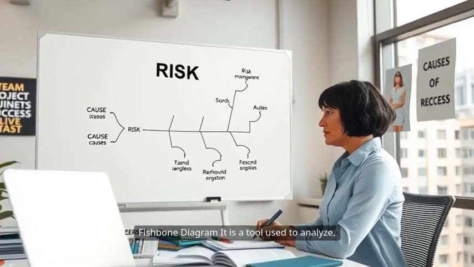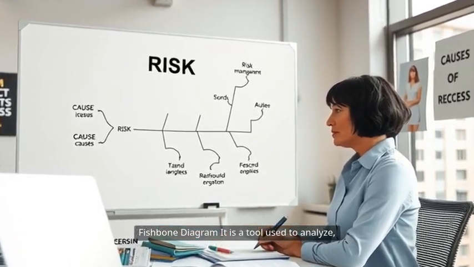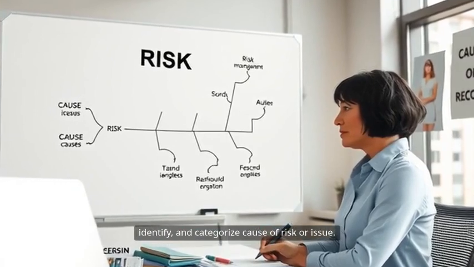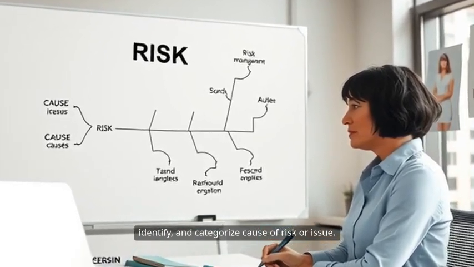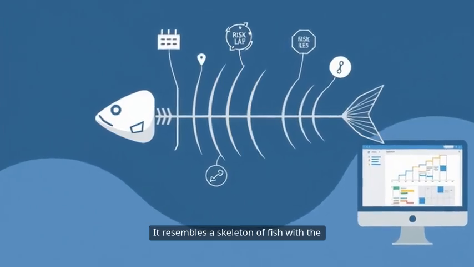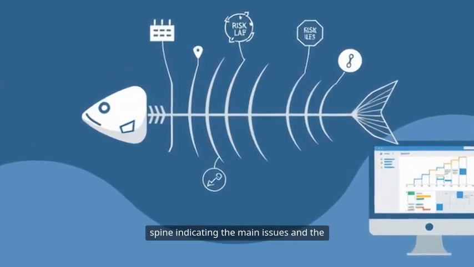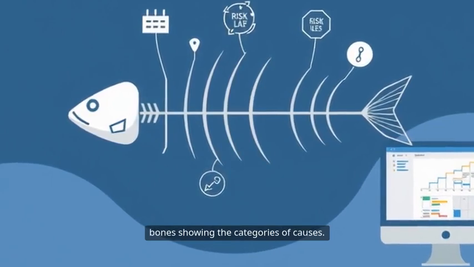Fishbone diagram. It is a tool used to analyze, identify, and categorize causes of a risk or issue. It resembles a skeleton of a fish, with the spine indicating the main issues and the bones showing the categories of causes.